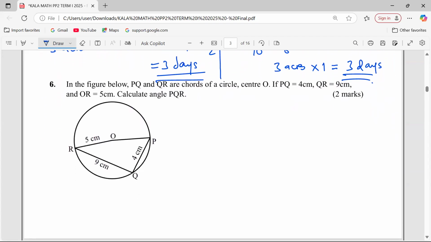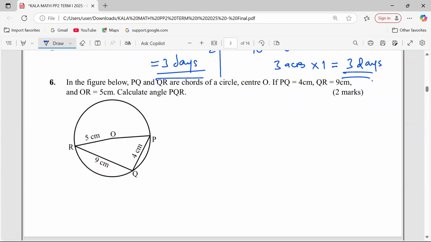Now at number 6, a very good question here. We can look at it together. In the figure below, PQ and QR are chords of a circle, center O. Chords means these 2 lines are touching the circle at some point. If PQ equals 4, just as you can see, and QR equals 9, then OR, which is now the radius, equals 5.